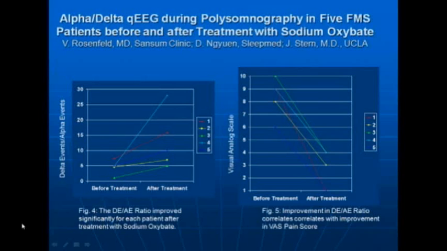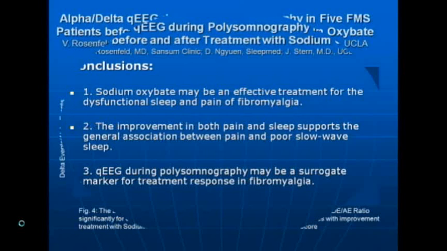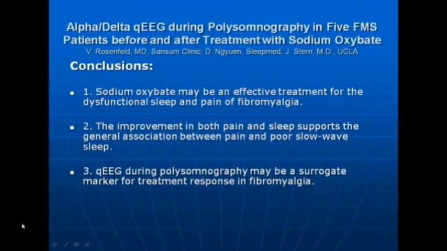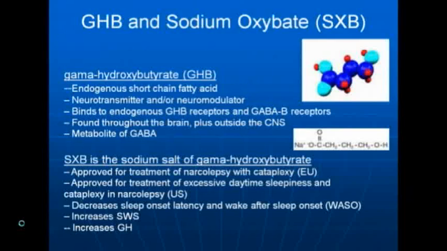So not only, if we can go to the next slide, please. So what we concluded is that sodium oxybate in particular may be an effective treatment for the dysfunctional sleep as well as pain of fibromyalgia, and that the improvement in both pain and sleep supports the general association between pain and slow wave sleep. And lastly, that quantitative EEG during overnight polysomnography or sleep studies may be a useful surrogate marker for the treatment response in fibromyalgia. Next slide.